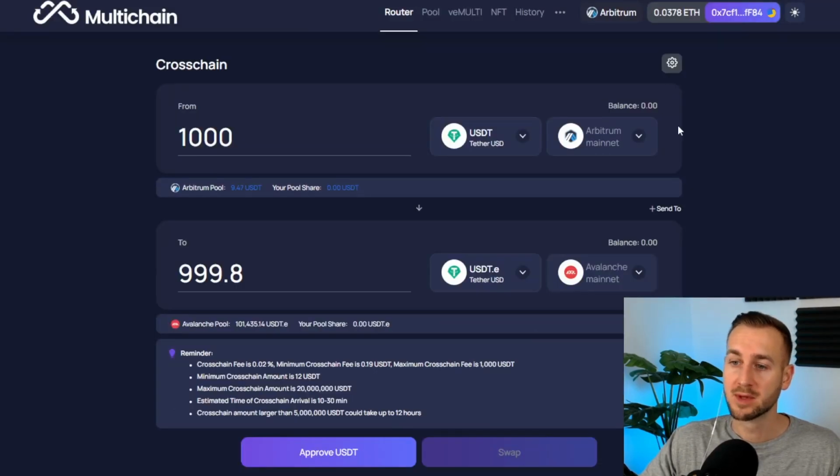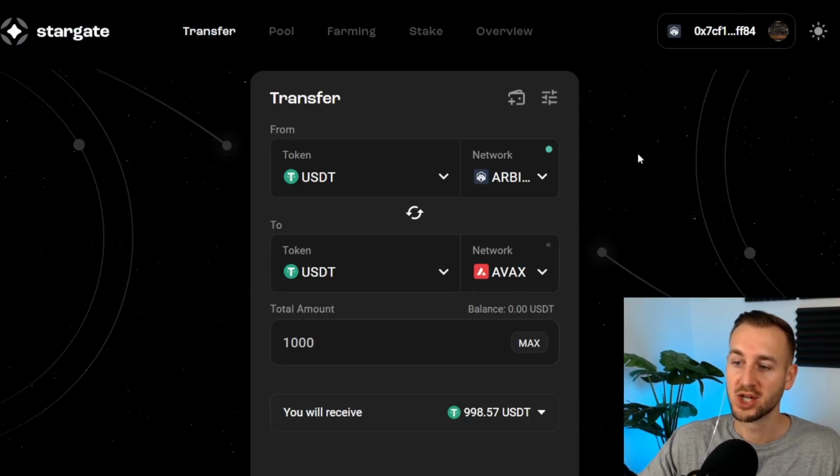Then on Multichain, we can transfer $1,000 into AVAX and actually receive 999.8. So this is the lowest and minimum fee that they actually charge on Multichain, just that 19 to 20 cent transaction. So you're almost getting all of your funds straight over there. So pretty much $1 better than the Synapse bridge. However, you won't get gas, but that may not be an issue if you're already using AVAX. And then on Stargate, USDT to AVAX USDT, $1,000 gets you 998.57. So as we can see from that comparison, the best would be Multichain.